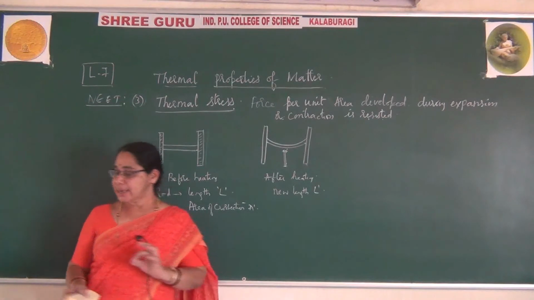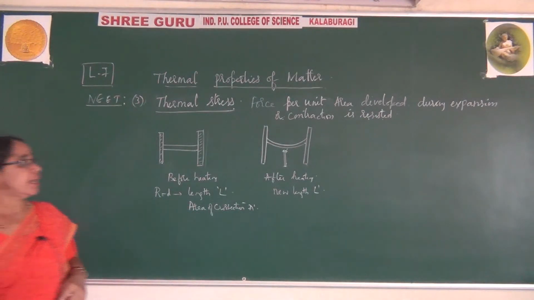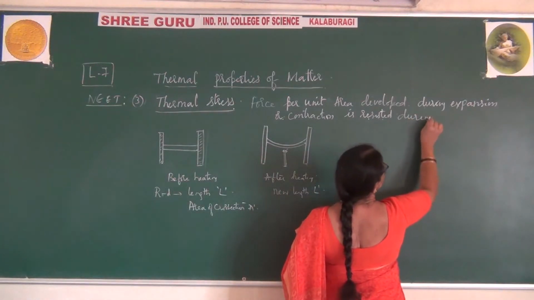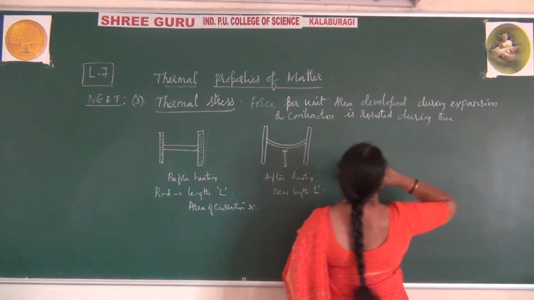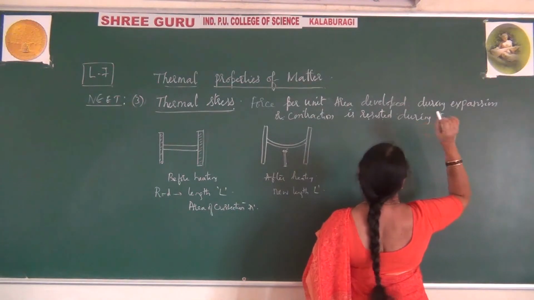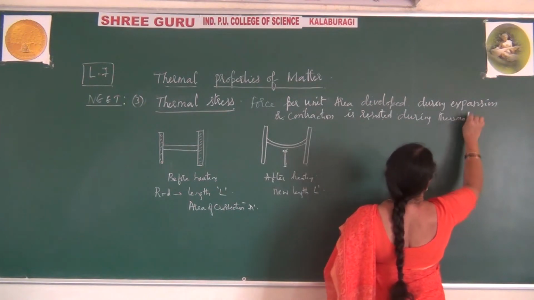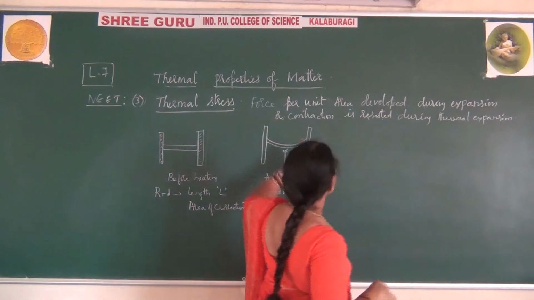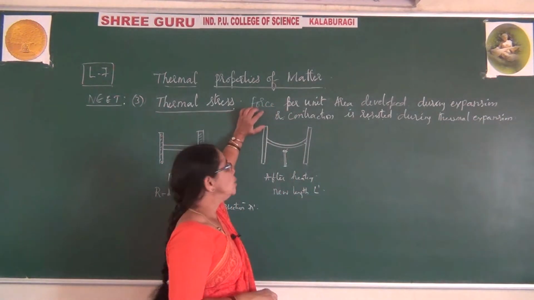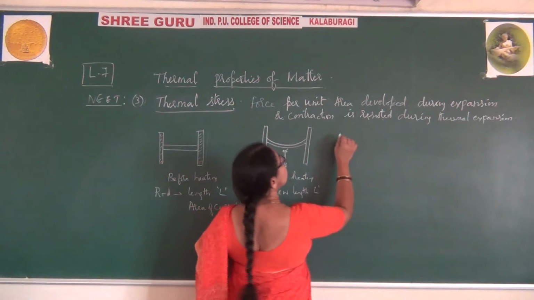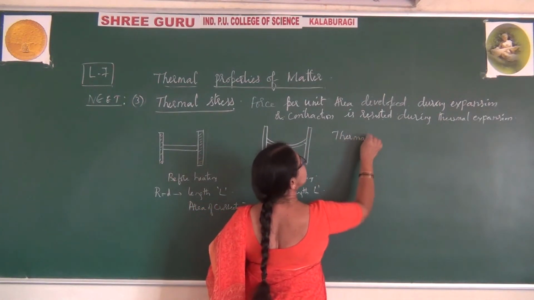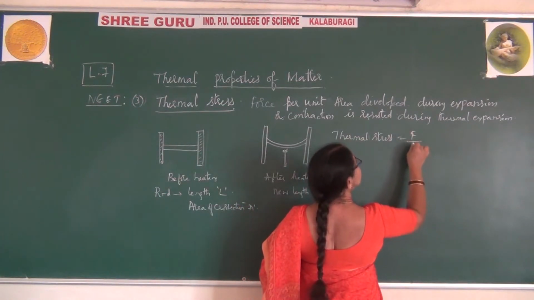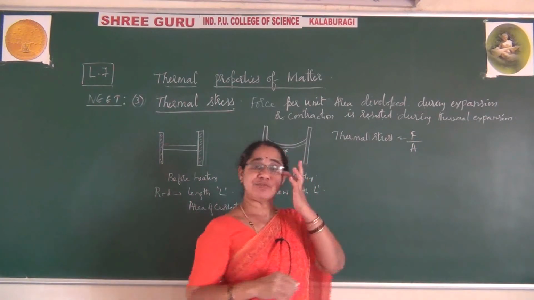The force per unit area developed when thermal expansion or contraction is resisted is what we call thermal stress. Usually you remember thermal stress means force per unit area. Thermal stress is force per unit area.